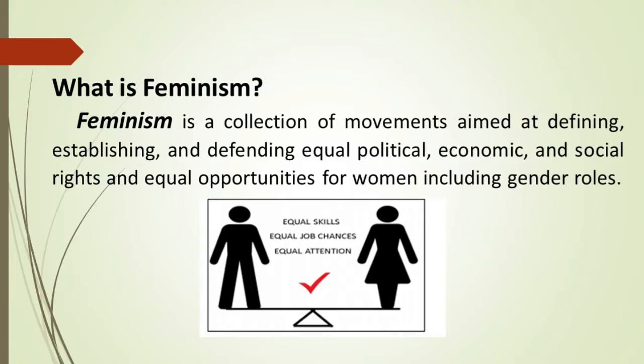But before we dig deeper, let us define first what is feminism. Feminism is a collection of movements aimed at defining, establishing, and defending equal political, economic, and social rights and equal opportunities for women, including gender roles. Just like the illustration below, on your left is a male form. To your right is a female form.